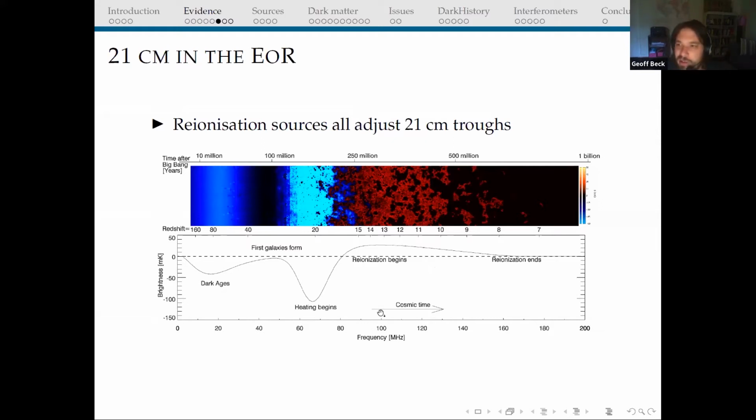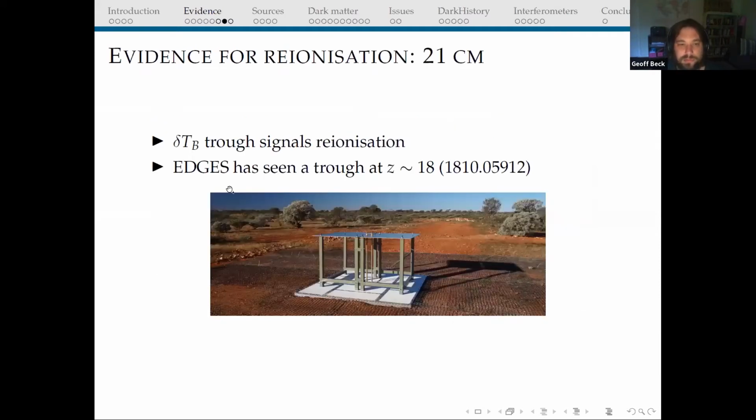Okay, so there are quite a few competing effects going on. What we're going to be mainly interested in is the sources of radiation that influence these troughs and peaks in the differential brightness temperature. So, these troughs and peaks are signals of the epoch of reionization and how reionization is proceeding. Importantly, that large trough at about redshift 20 signals the onset of reionization, or the processes that are going to start reionizing the universe: the formation of stars and galaxies, or whatever energy injection mechanism you please.